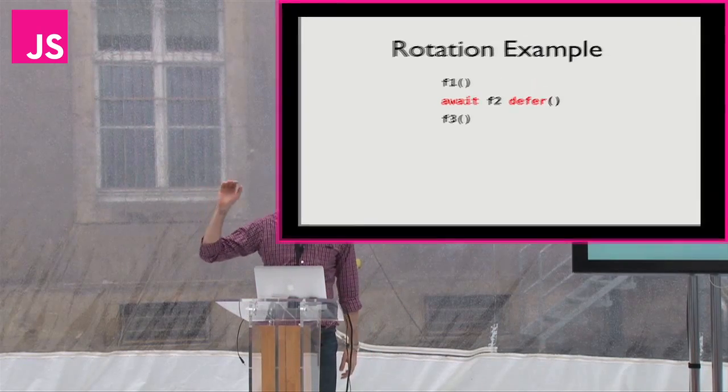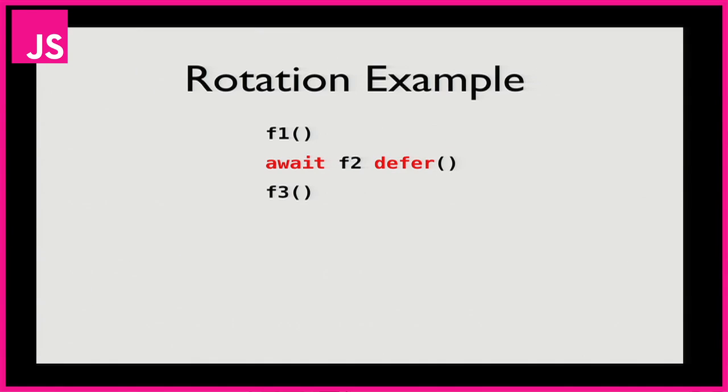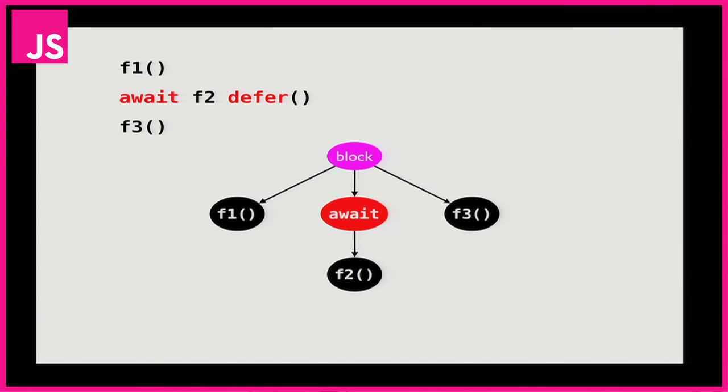Function F1 is called, I'm awaiting on F2, and then after that's done, I can call F3. So here's the regular syntax tree for that, as would happen with the vanilla CoffeeScript compiler. There's just a block that contains F1, a subblock that has an await with a sub-subblock of F2, and then F3.